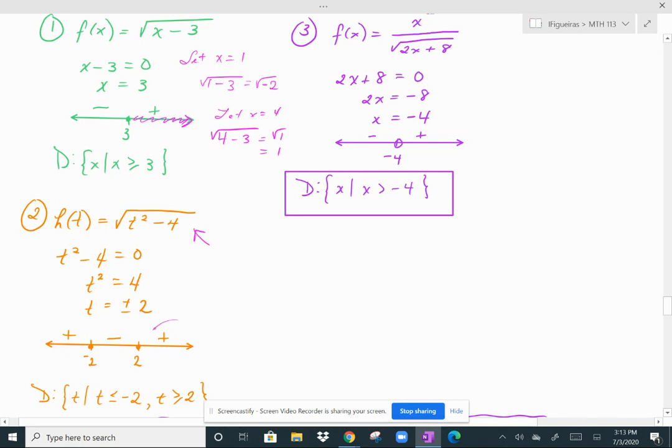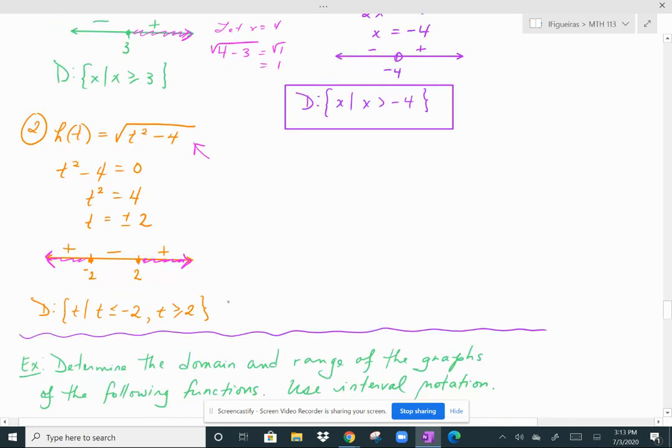So everywhere that I have a positive result, I want to include in the domain, as well as negative 2 and 2. So in set builder notation, it's the set of all t such that t is less than or equal to negative 2, that's the left side of the number line, or t is greater than or equal to 2. So that total is your domain.